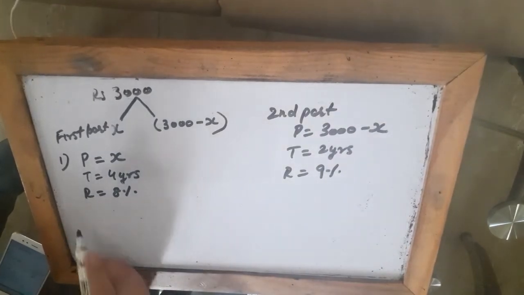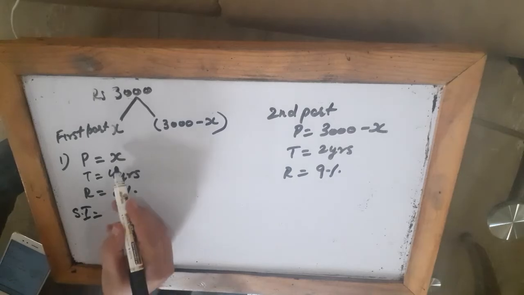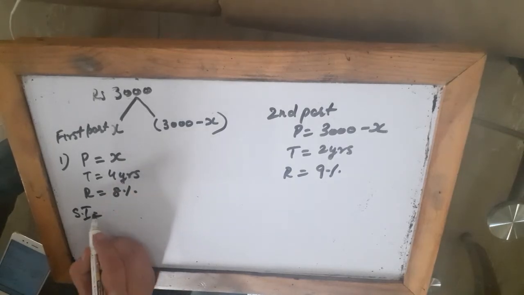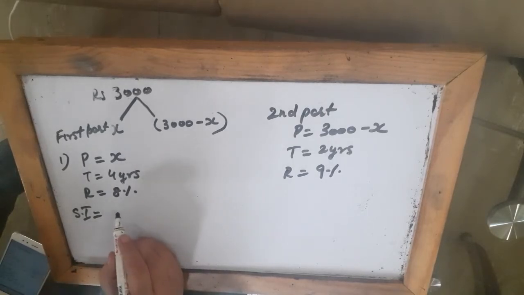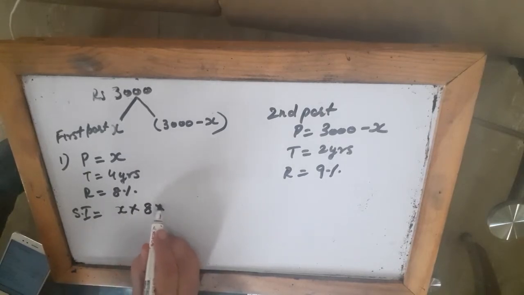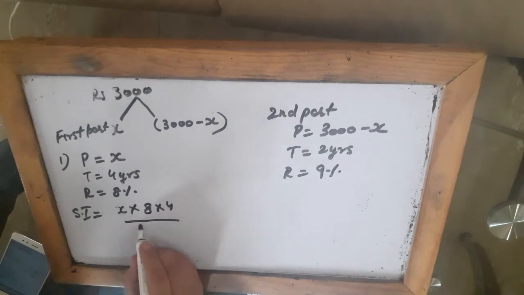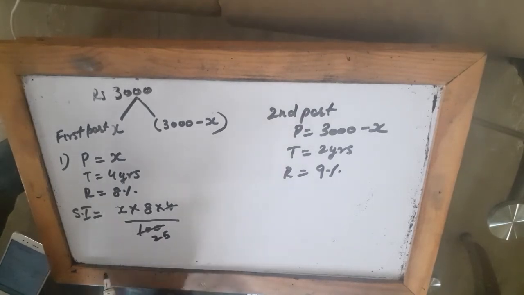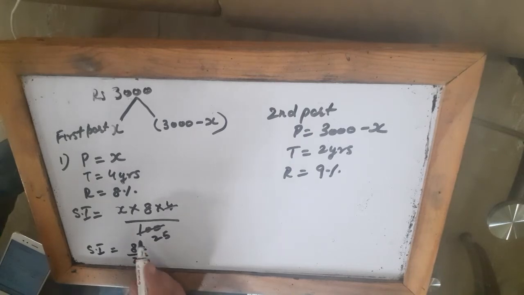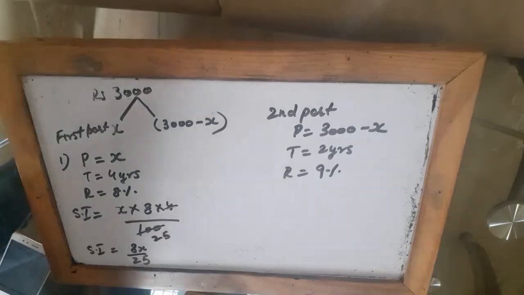So first of all I'll find the simple interest of this, because P is in x terms, so my simple interest will also come in x terms. Let's see, PRT: x multiplied by 8 multiplied by 4 upon 100. So 4 2s are 8 and 25. Yes, and so the simple interest comes to be 8x upon 25. So the simple interest of the first part is 8x upon 25. Come to the second part.